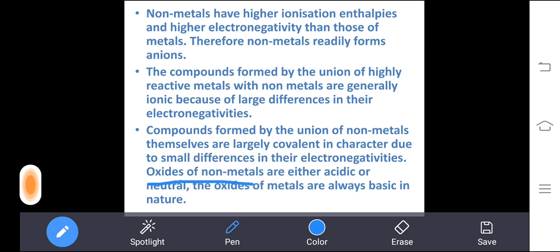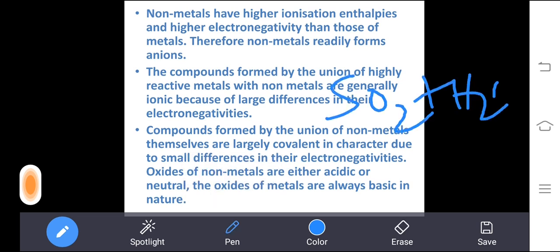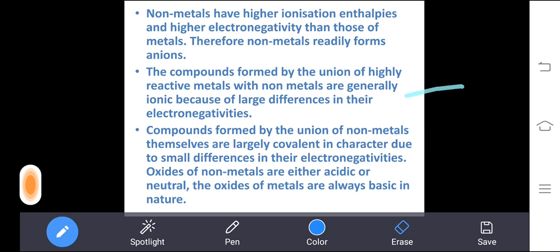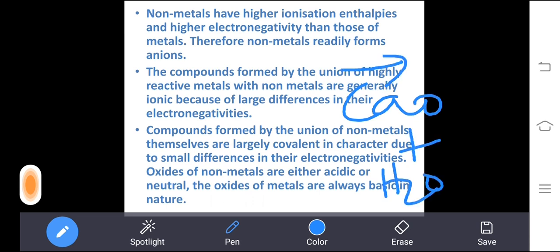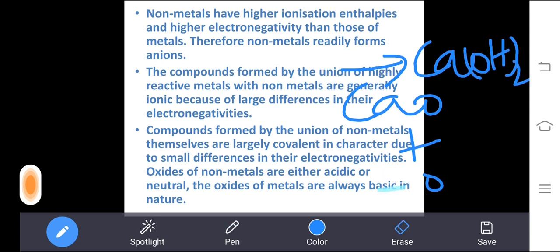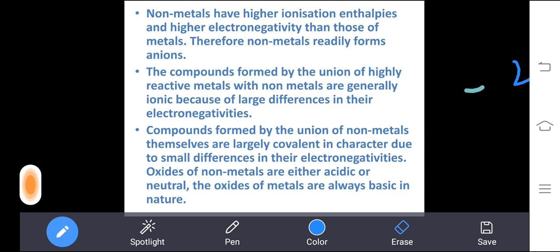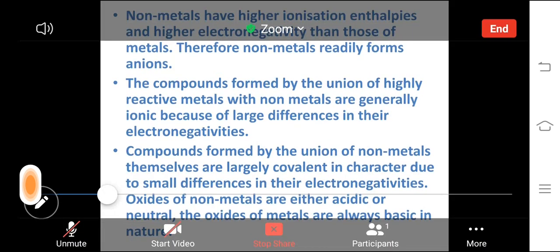Oxides of non-metals are either acidic or neutral. As we know, the oxides of non-metals are acidic in nature. For example, sulfur dioxide dissolved in water gives sulfuric acid, and nitrogen dioxide gives nitric acid. But when you add calcium oxide to water, we get calcium hydroxide, so it is basic in nature. So non-metallic oxides are acidic in nature, and metallic oxides are basic in nature.